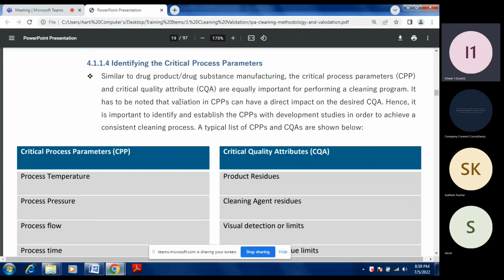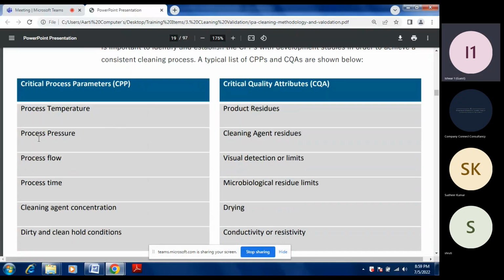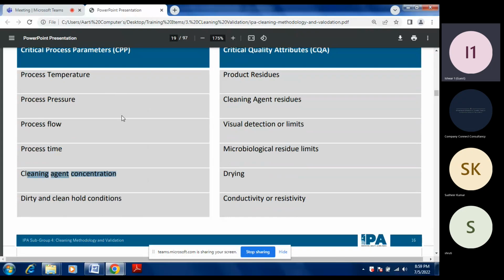Then we have to identify the critical process parameters and critical quality attributes. Critical parameters in the case of cleaning validation are process pressure, process flow, process time, cleaning agent concentration, and dirty and clean equipment hold time. Those are the cleaning process parameters. And the critical quality attributes, the CQA: product residue, cleaning agent residue, visual detection limits, microbiological residue limits, drying, conductivity, and resistivity.